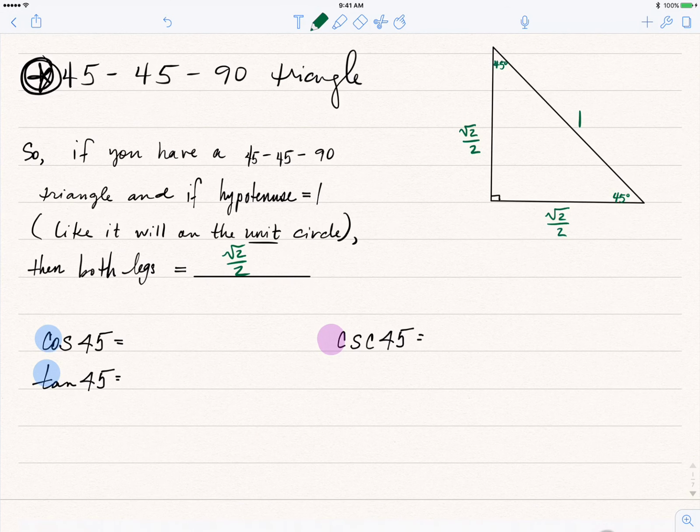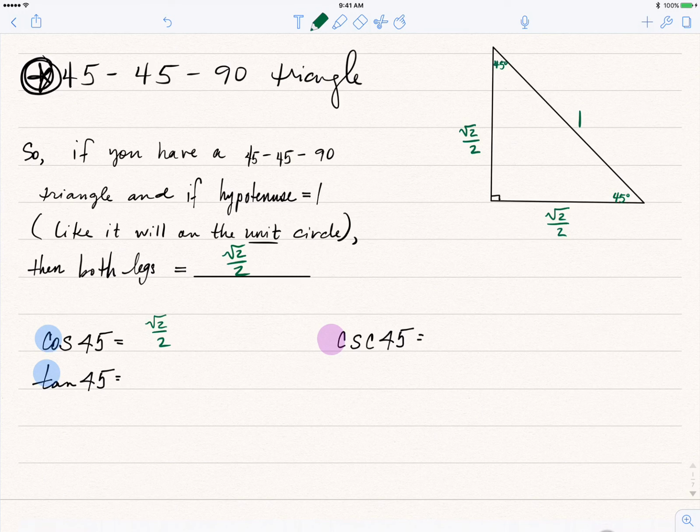I can take the time again to do just a couple of trig functions. Cosine of 45, it doesn't matter which 45-degree angle you look at. Both of them are going to be adjacent over hypotenuse, which is going to be root 2 over 2 over 1. I don't need to write the over 1.